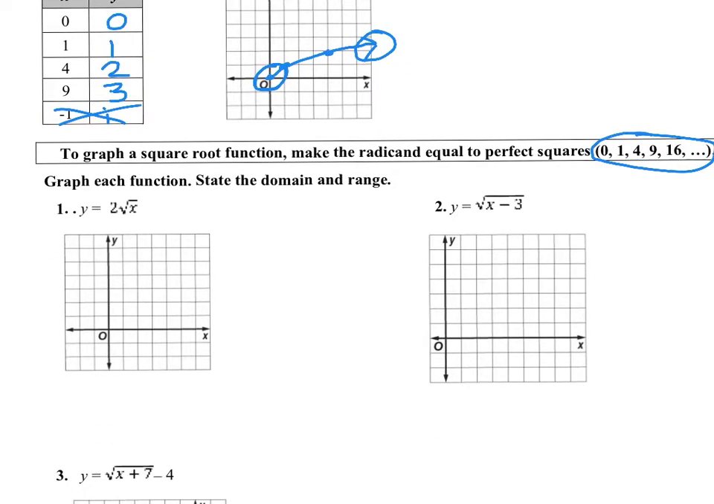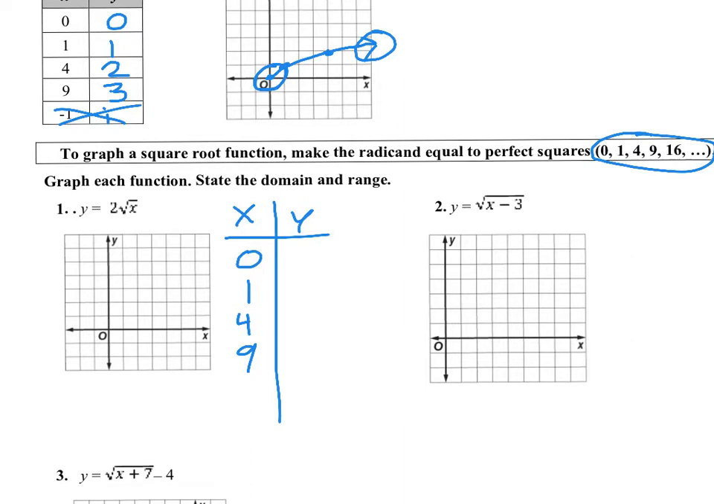Okay, so the difference with number 2 is there's a 2 in front of the radical. So we're going to make a table, and we want to plug in perfect squares. So I'm going to write 0, 1, 4, 9. I'm not going to go to 16 because that's not going to fit on our graph. Even 9 won't fit on our graph.